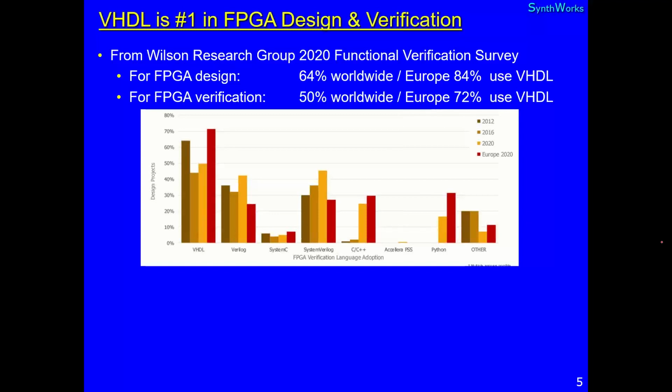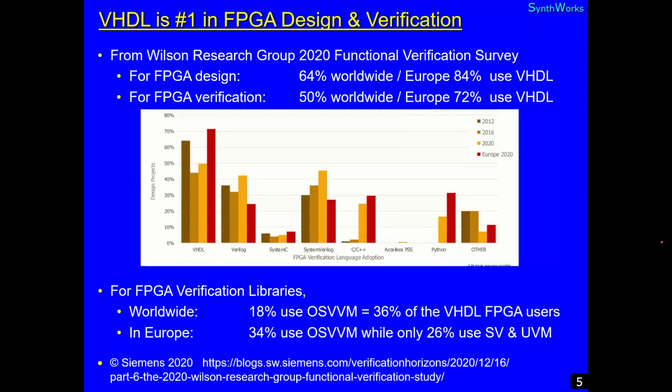In Europe, it's even more. And worldwide, 50% use VHDL for FPGA verification, and 72% of that is in Europe. So while Europe brings everybody up, keep in mind that Asia trends towards Verilog and SystemVerilog, so it also brings those numbers down. So I expect these numbers worldwide to probably represent what's going on in the US, or be fairly close.